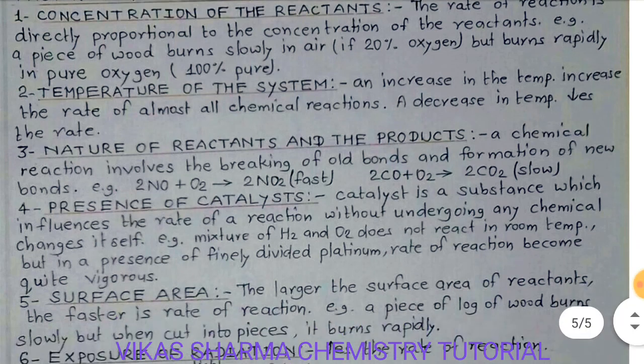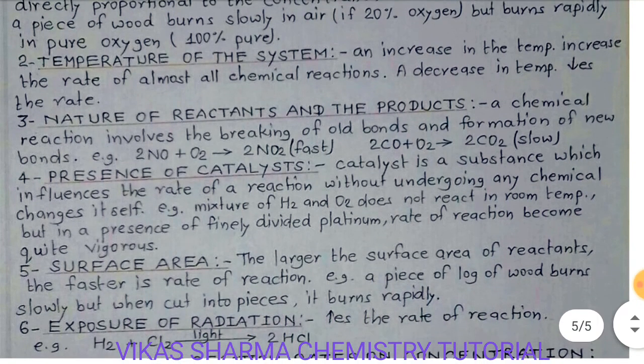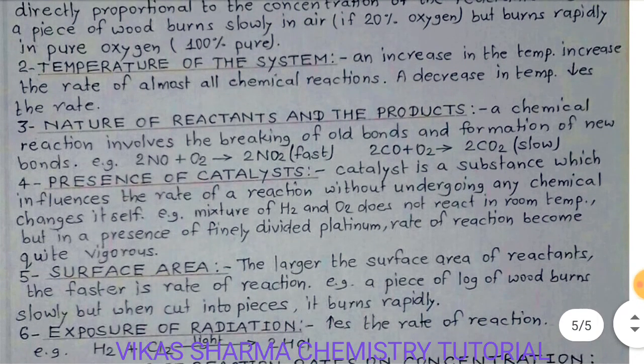Student, the fifth factor is surface area. The larger the surface area of reactants, the faster is the rate of reaction. Example, a log of wood burns slowly, but when cut into pieces it burns rapidly. Means if reactants have a large surface area, the rate of reaction is high. If the surface area is low, the reaction is completed at a slow rate.